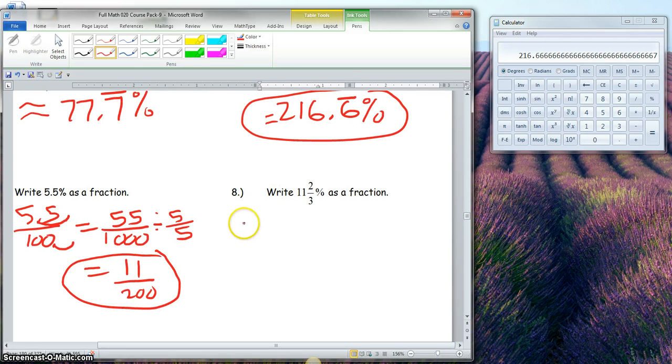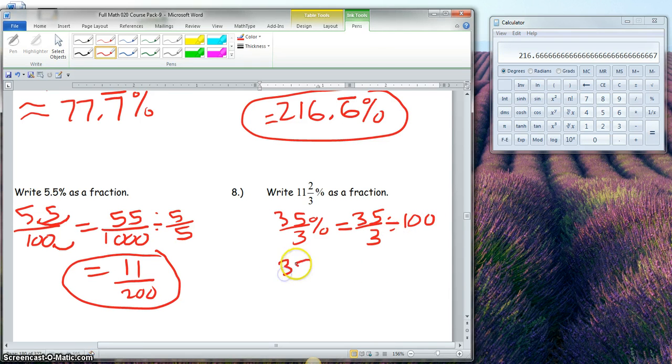Now we scroll over here to number 8. It says write 11 2/3% as a fraction. First, let's change this mixed number to an improper fraction. That'll be 35 over 3%, which is the same thing as saying 35 over 3 divided by 100.